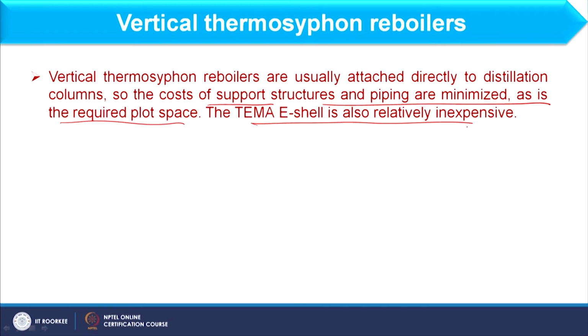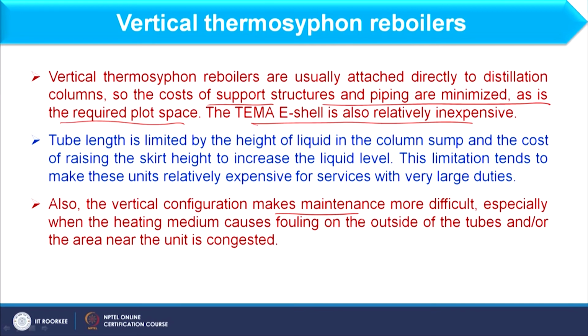So, vertical thermosyphon reboiler capital investment is not significant because we provide support with the distillation column and we use TEMA E shell, which is the cheapest type of shell. However, if I consider vertical configuration, maintenance is not easy in that case, because it is placed vertically.